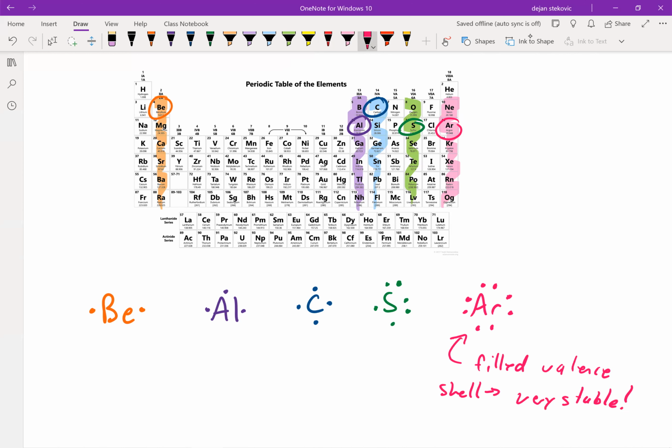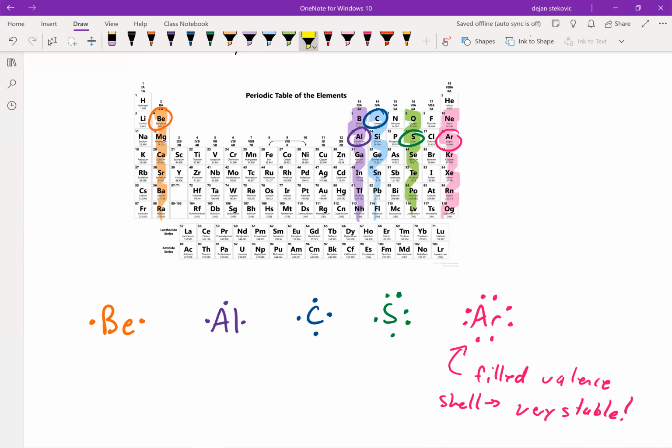They want to have a filled valence shell, which for most elements is going to be 8 valence electrons. The exception, of course, are hydrogen and helium. They only have the 1s orbital, so they only want 2 electrons. So for example, we draw helium like that and hydrogen like that because they only have the 1s orbital, and then thus they only want 2 valence electrons.